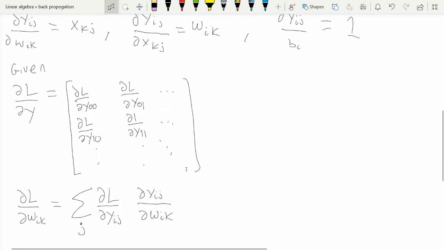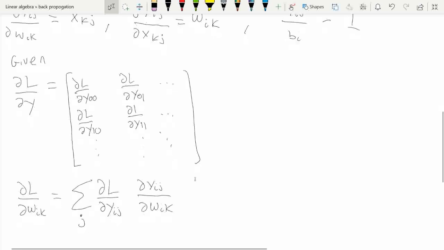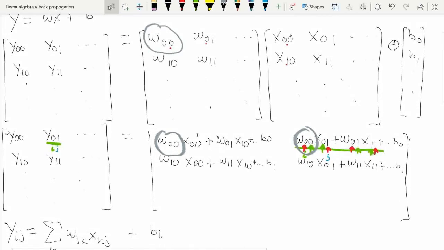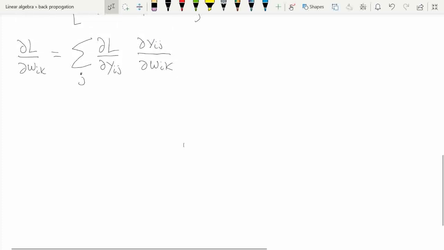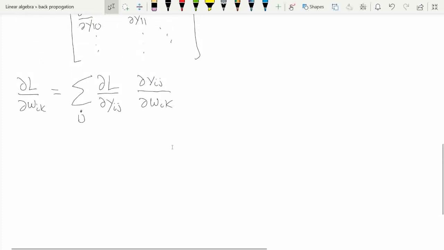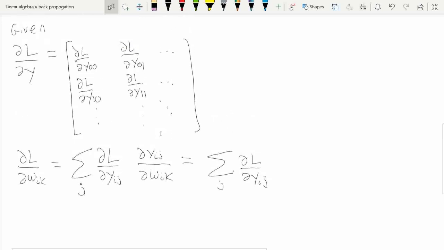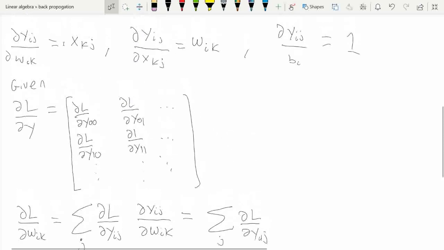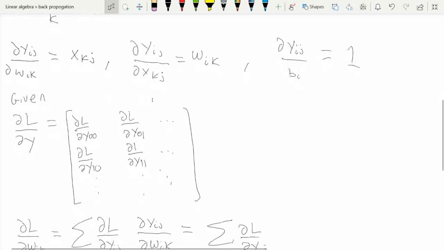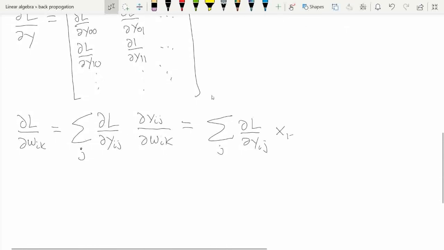As you can see here in the x, the coefficients of w 0 0 are incrementing over the second axis, so it all adds up. But yeah, if we evaluate this, then it's the sum over j of the derivative of L with respect to y i j, but we've figured out the derivative of y i j with respect to w i k is just x k j, so times x k j.